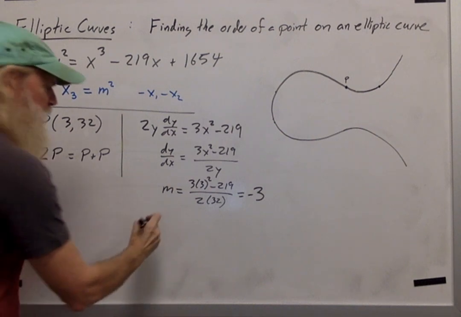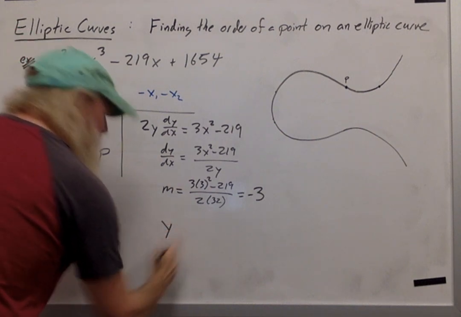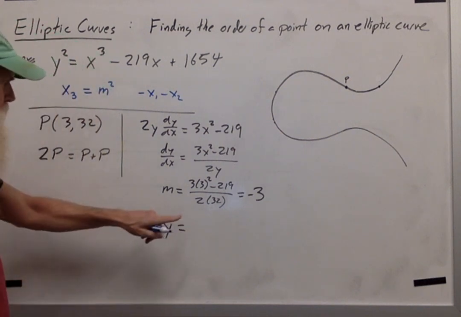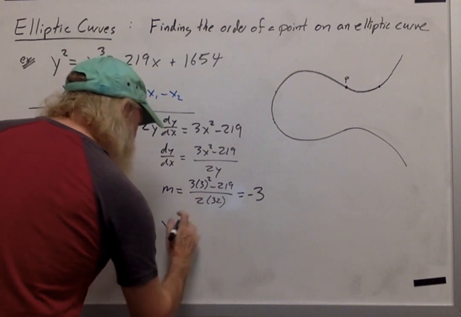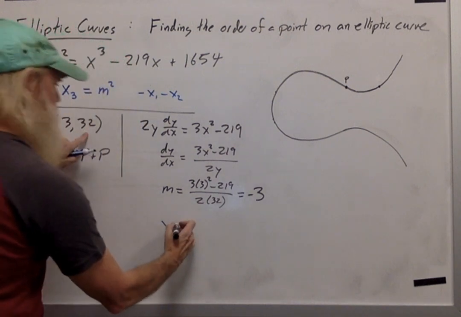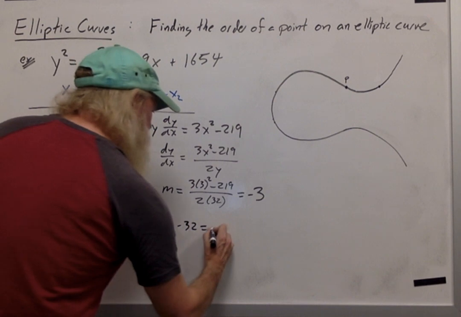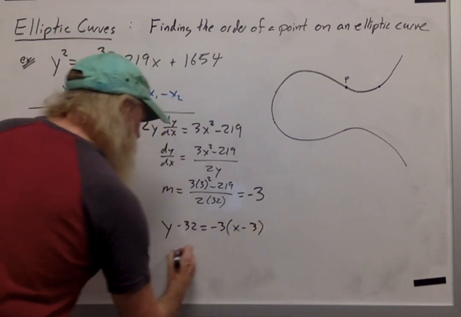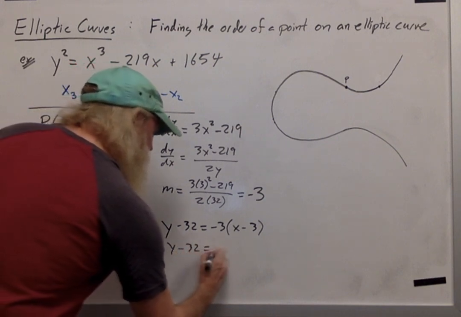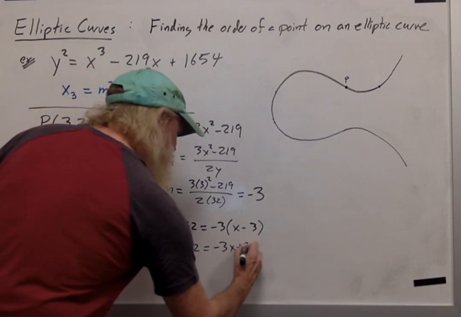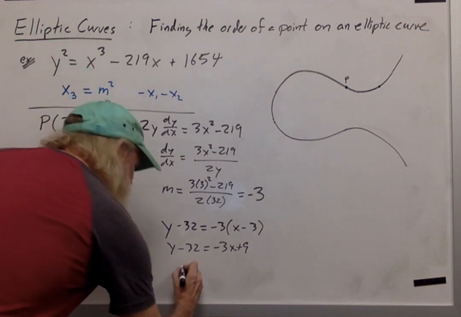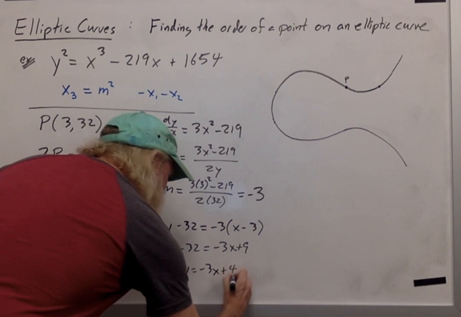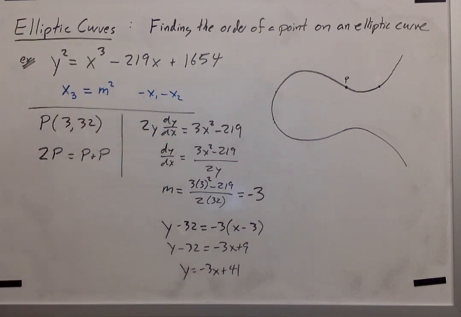But let's go ahead and find the equation for the tangent line. That'll allow us to get the y-coordinate. y minus y sub 1. So y minus 32 is equal to the slope, negative 3, times x minus 3. So y minus 32 equals negative 3x plus 9. So the equation for our tangent line is y equals negative 3x plus 41.